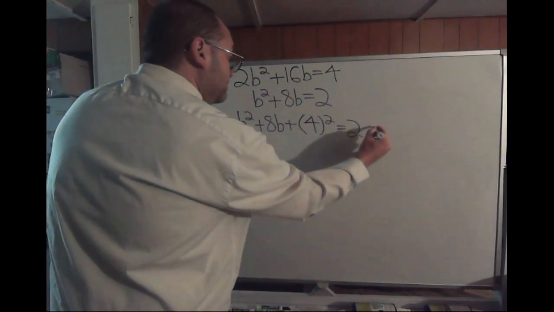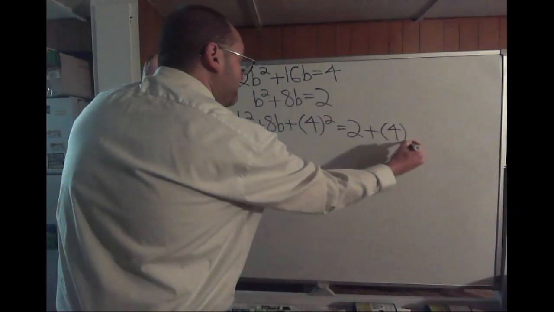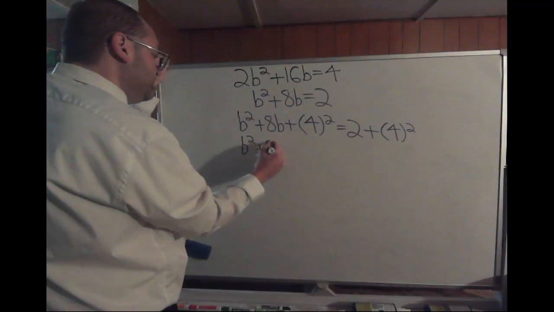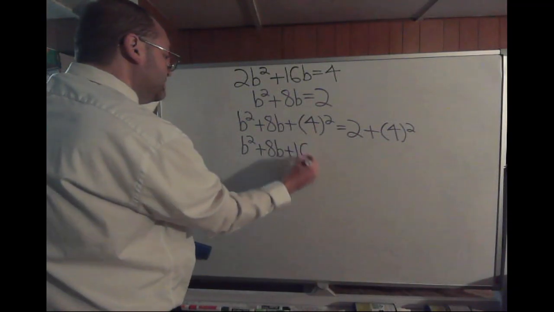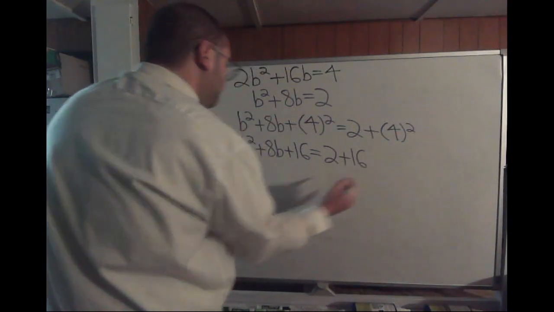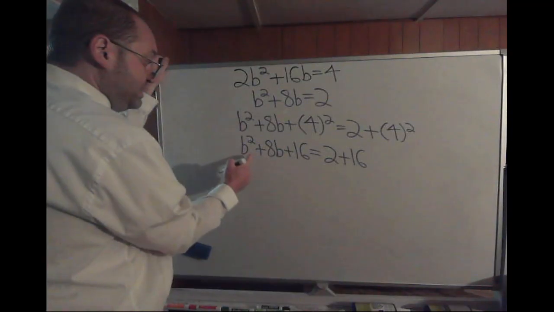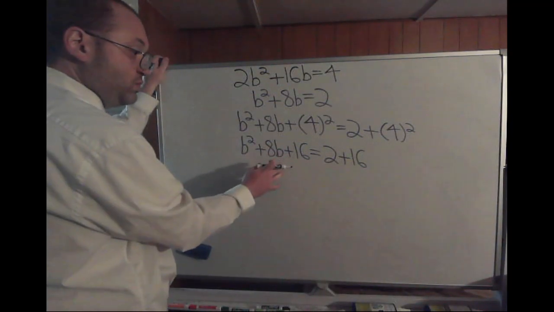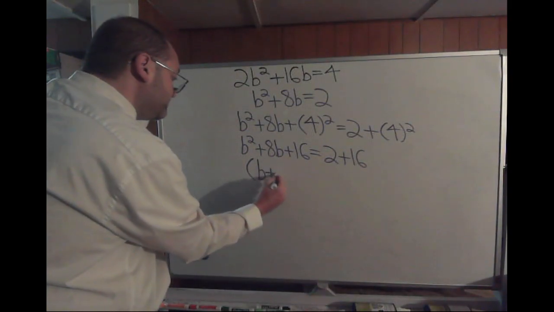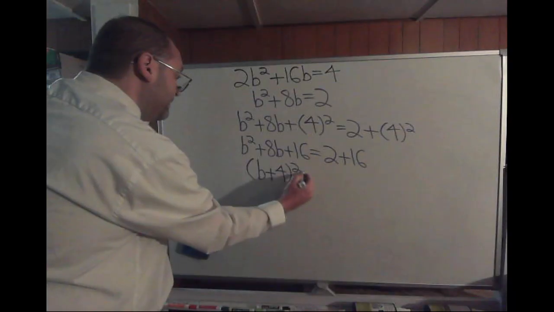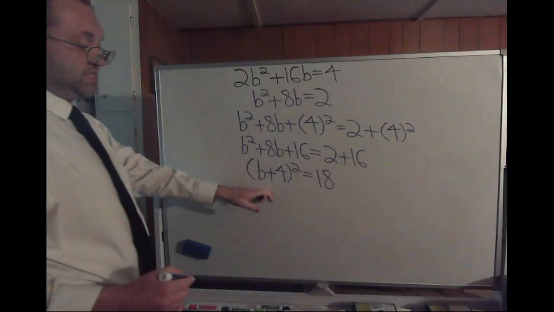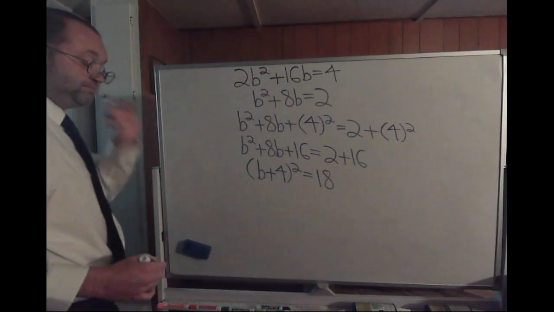That'll be equal to 2 plus that 4 to the second power, which turns into b squared plus 8b plus 16. That would equal 2 plus 16, which now b squared plus 8b plus 16, that's a perfect square trinomial, which will factor into a binomial square of b plus 4 squared. That would be equal to 18. Alright, so we have b plus 4, that quantity squared is equal to 18.